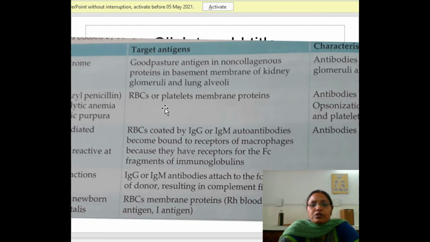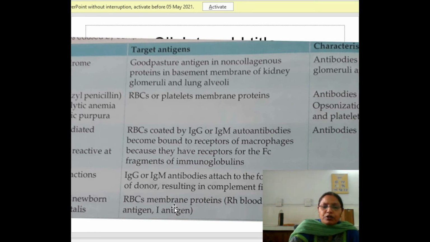In the drug induced type, the antigens are the RBC and platelet membrane proteins, so there are antibodies to the surface of RBCs and platelets. There is opsonization and phagocytosis of the RBCs and platelets. And in blood transfusion reaction, IgG and IgM antibodies attach to the foreign cells of the donor, resulting in complement fixation, and there is resultant formation of membrane attack complexes that lyse the donor cells.